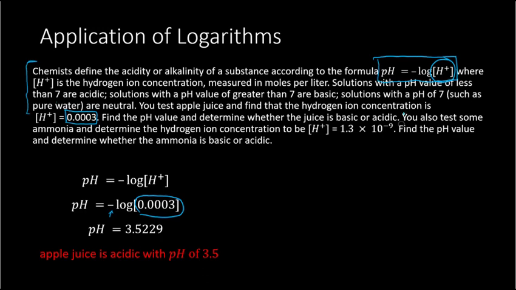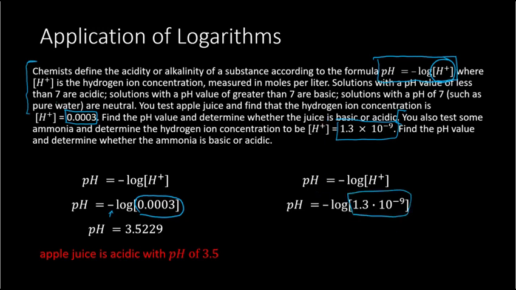And then the second part of the problem says that you also test some ammonia and determine the hydrogen ion concentration to be 1.3 times 10 to the negative 9th power. All right, so if you're trying to find the pH level of that, you put that in place of H positive right here. So you type that in your calculator, take the logarithm of that, and then change the sign. So take the opposite of whatever you get. And if you do it all correctly on your calculator, you're going to get 8.8861. So you've determined that the pH level of ammonia is approximately 8.9. And because that has a pH level greater than 7, that means ammonia is basic.